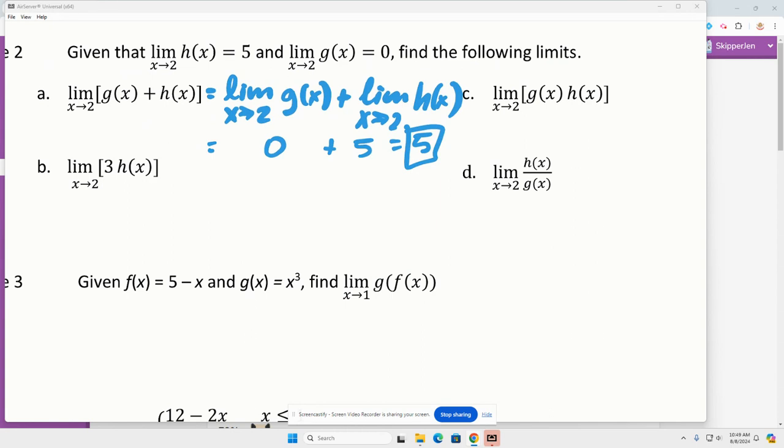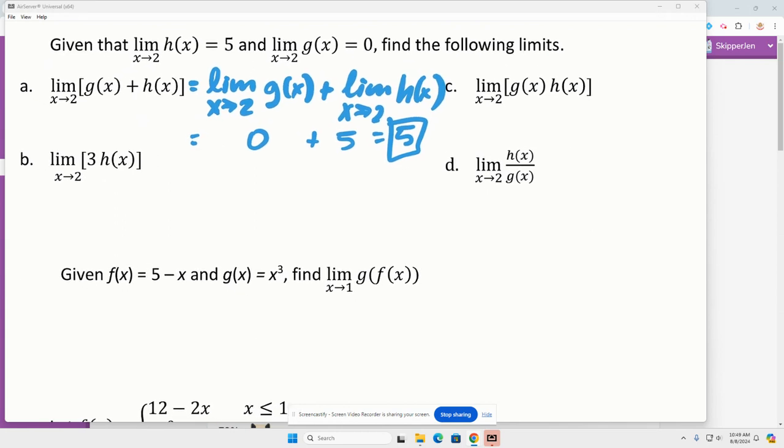Now, if it was a multiple choice question, I probably wouldn't write that out. I would know in my head that you just add those two numbers together, and that's fine. But definitely write it out. Your work matters on free response.